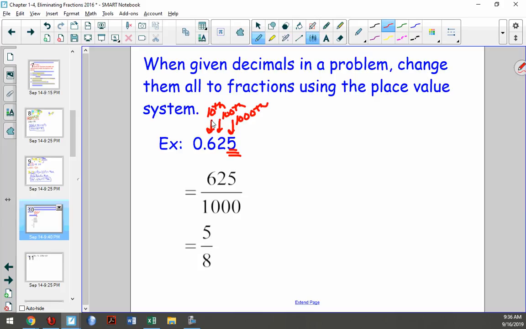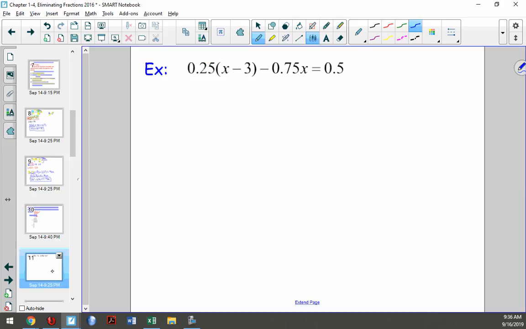But you're still dealing with fractions. So instead of doing that, what we're going to do is move the decimal point over 3 units and deal with bigger numbers. For example, I give you this problem right here, 0.25 parentheses x minus 3 minus 0.75x equals 0.5. I want you to find your decimals. Here's a decimal, here's a decimal, and here's your decimal.